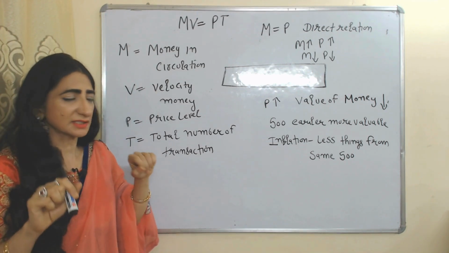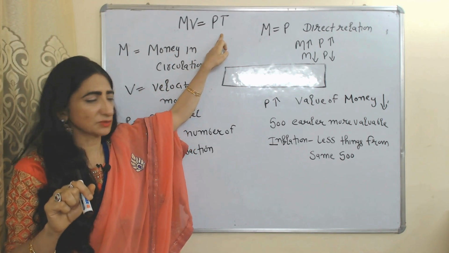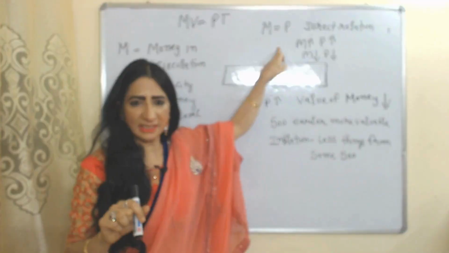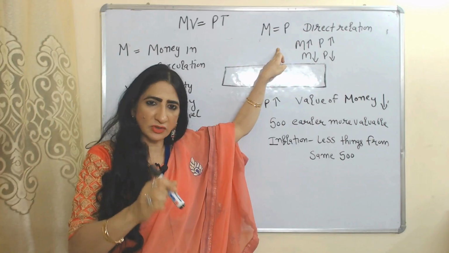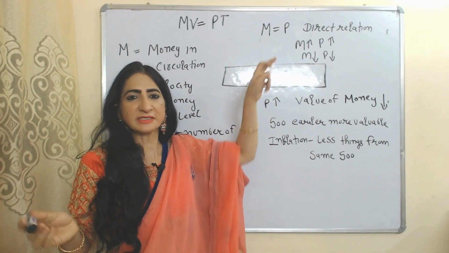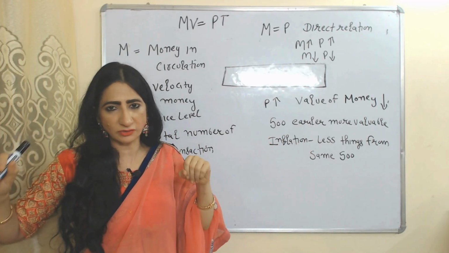In this theory, we assume V and T are constant, and M and P have a direct relation. That means as money in circulation increases, prices also increase. As money in circulation falls, prices also fall. Obviously, as money in circulation increases, demand for goods and services also increases.